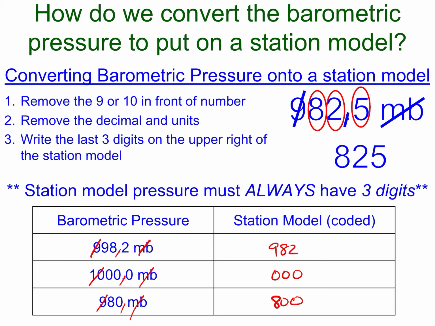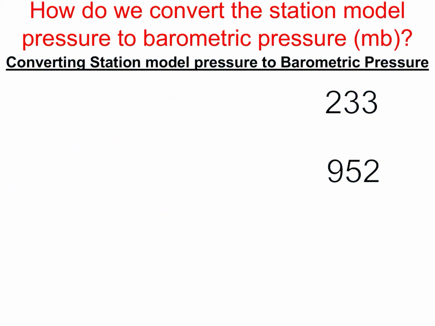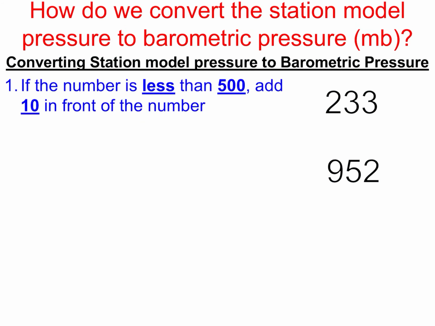So this is the procedure, the method that you're going to do when you are making a station model. So, fine, now we have to work it backwards. Sometimes we have a station model and they're asking us what is the pressure, so we have to take it out of the coded format. And these are the rules that you need to follow. It's going to take a little bit of time to remember them.